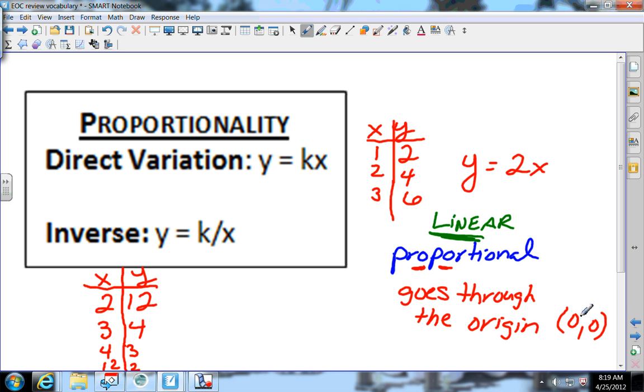Okay, you can finish writing those notes on proportionality for direct variation and inverse variation. It's one of the last units we did.